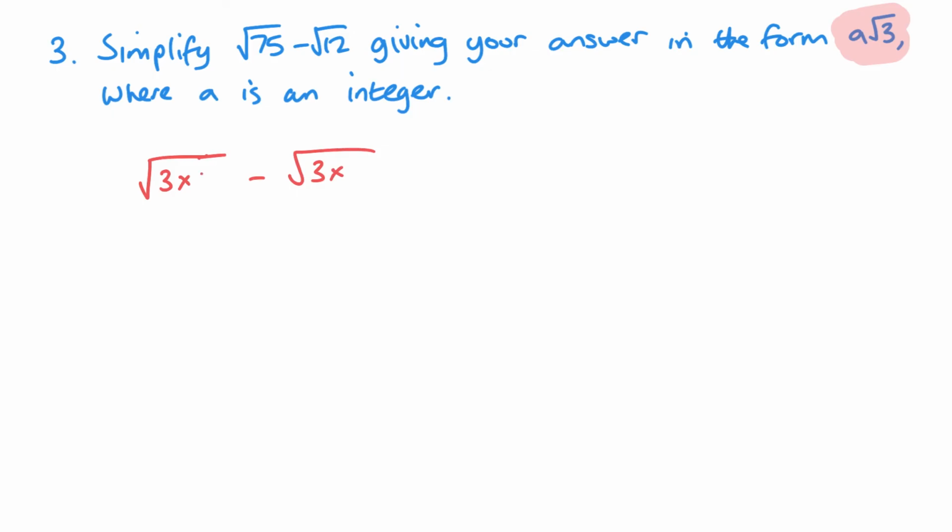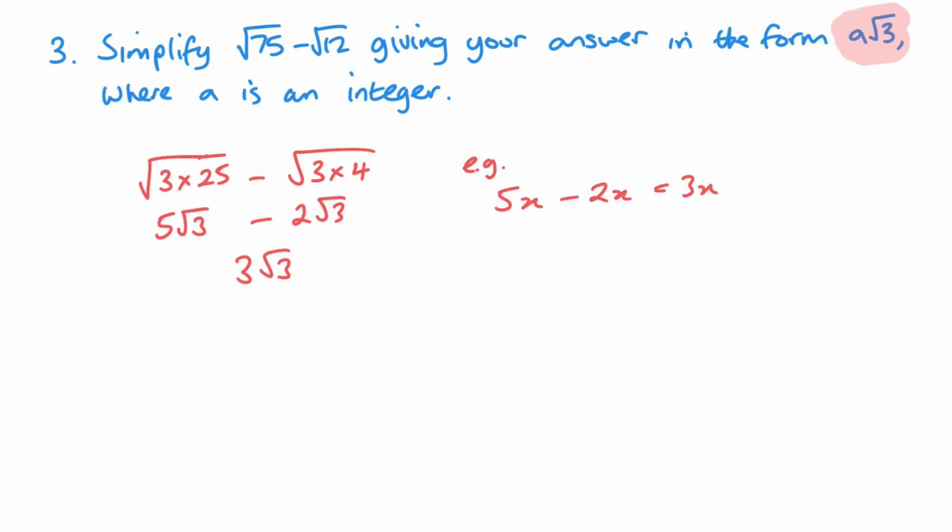So the first one is 3 times 25, and the second one is 3 times 4. 25 is my square number there, so square root of that is 5 root 3, and the 4 would be 2, so 2 root 3. 5 root 3 take away 2 root 3 is 3 root 3. Very much like the way you would do 5x, take away 2x and get 3x.